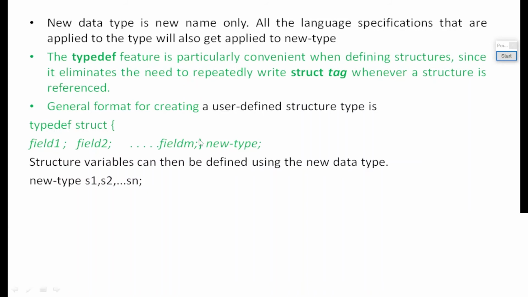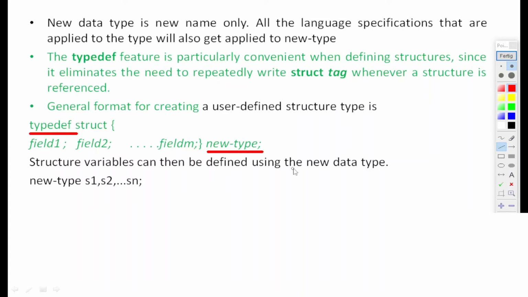We discussed this roll number example, but generally we don't create such trivial things. So generally we associate typedef with the structure. You can see here: typedef struct, field 1, field 2, field name, etc., and then the new type. The important thing to be noticed here is this typedef, and then new type.